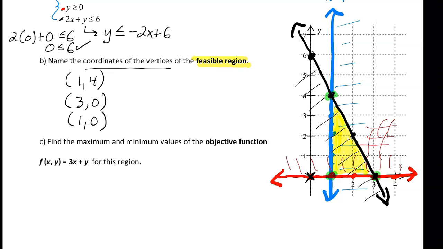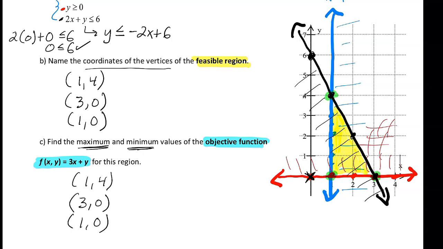So part C, find the maximum and minimum values, find the biggest and the smallest values for the objective function. So the objective function is this f of x comma y is the objective function. So we're going to take our vertices 1, 4, 3, 0, 1, 0. We're going to plug those in to the function. The function is x comma y. That's an ordered pair. We plug the vertex into that and then evaluate.